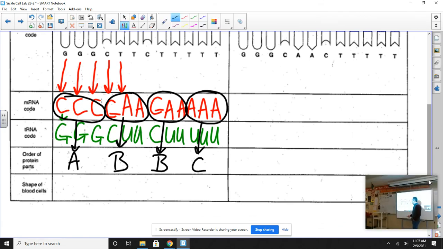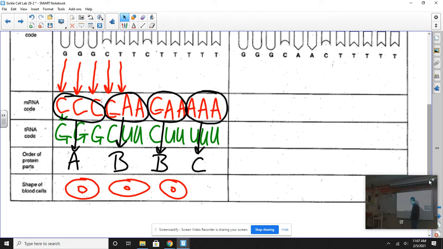Eventually, those proteins are going to make the hemoglobin, normal hemoglobin. Red, normal hemoglobin is round. It has a little indentation kind of in the middle. Round, a little indentation in the middle. So maybe looking at it from the side, round.